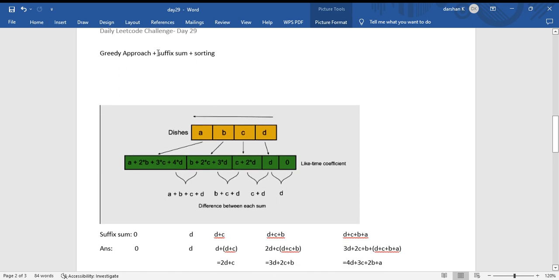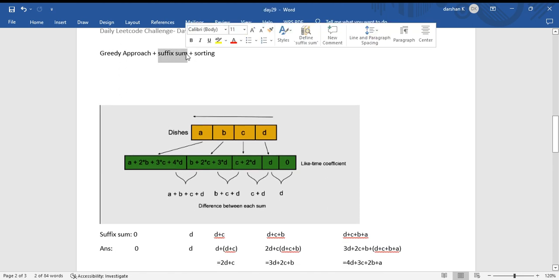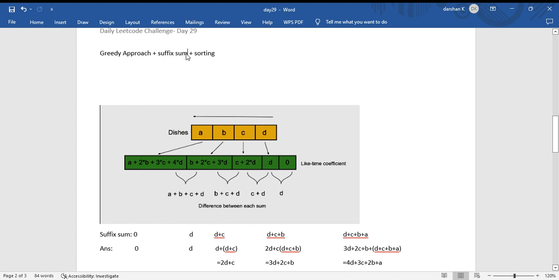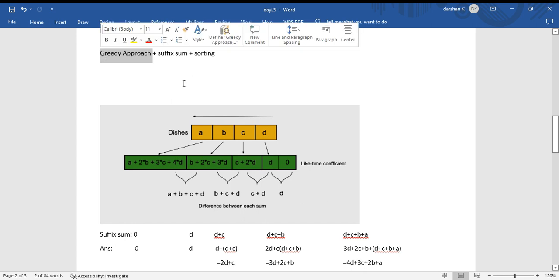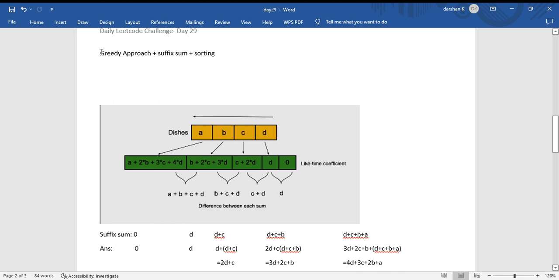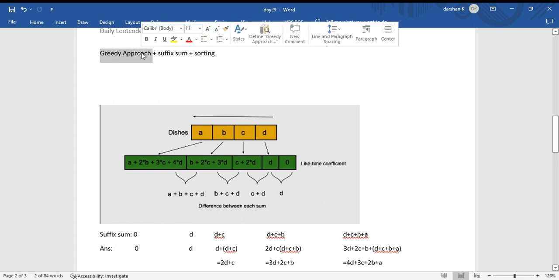It depends on the suffix sum. Suffix means the ending part of the array. There are two things: prefix and suffix. We'll be using sorting as well, and there we use a greedy approach. What is greedy in this? I will explain. These questions are important. What is the approach? In this question, how you're using the greedy approach, these questions you will definitely face in interviews, right?